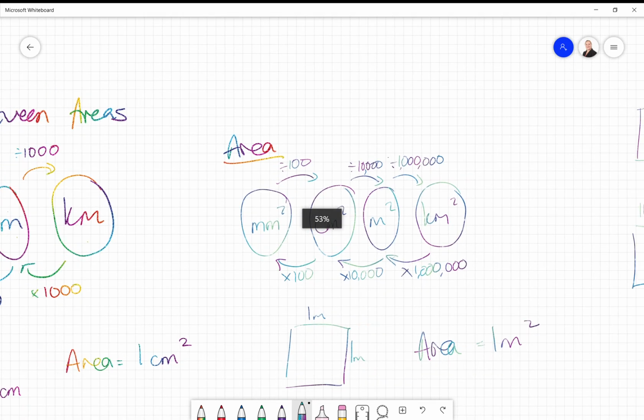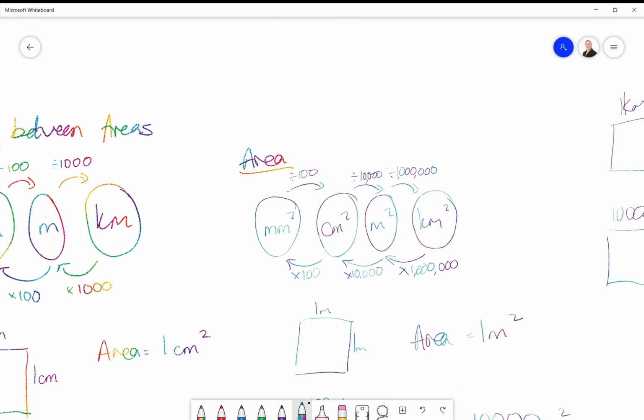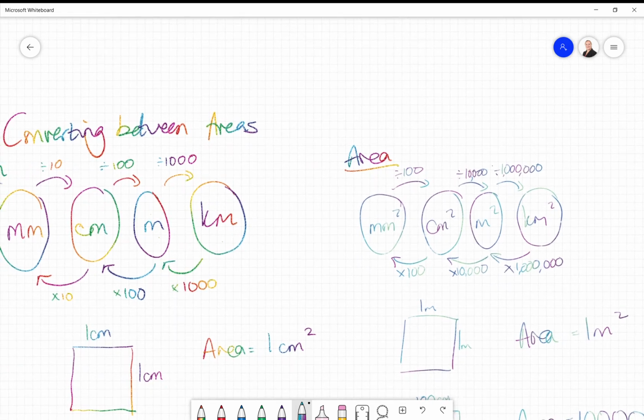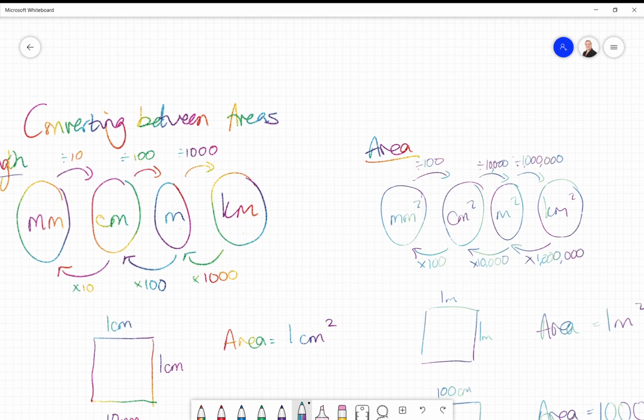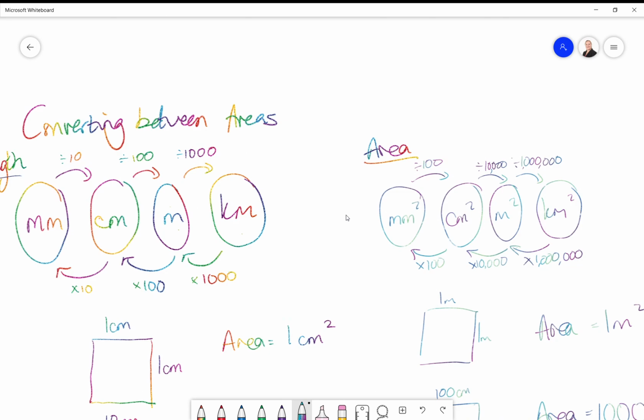What you might have noticed, and this is going to be more important to notice after tomorrow's lesson than it is after today's lesson, but anytime you notice it, it's fantastic, really. 10 times 10 is 100. 100 times 100 is 10,000. 1,000 times 1,000 is a million. So when I'm converting between lengths, I've got 10, 100, 1,000. Those ones you have to learn. The area one, I just have to square these, and that will give me the conversions for those.